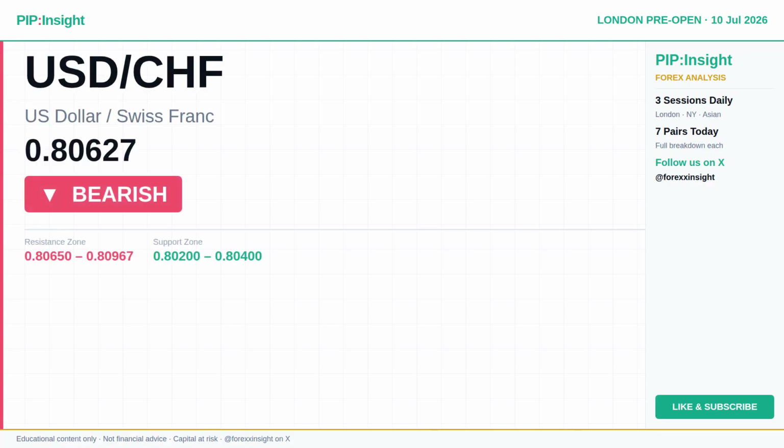Dollar Swiss. The chart is showing bearish structure on this session. The 1 hour is also pointing lower. Resistance is marked between 0.8065 and 0.80967. Support is marked between 0.802 and 0.804. Here is the full chart breakdown.